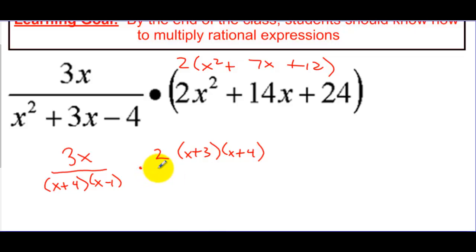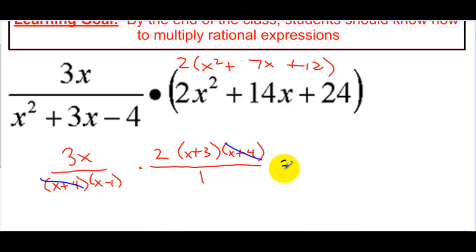Okay, so now I can do my canceling. Remember, this is the same thing as being over 1. So let's do some canceling. I see x plus 4, and I see x plus 4. And I'm taking a look, and I don't see anything else. Right? X minus 1 and x plus 3 are not matches. 2 doesn't have anything on the bottom. 3 doesn't have anything on the bottom. Regular old x doesn't have anything on the bottom.